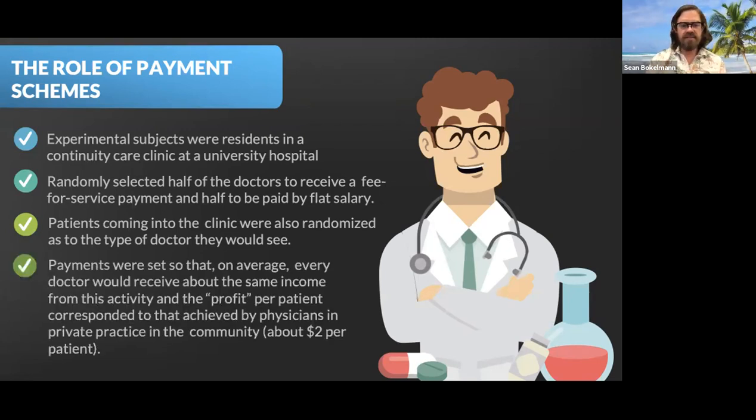And on top of that, so this is all experimental design stuff, payments to the doctors were set so that on average, they would basically receive about the same income from the activity, and the profit per patient corresponded to that achieved by physicians in private practice in the community, which was about $2 per patient in profit. So they're receiving about the same income and compensation as other doctors in the community.